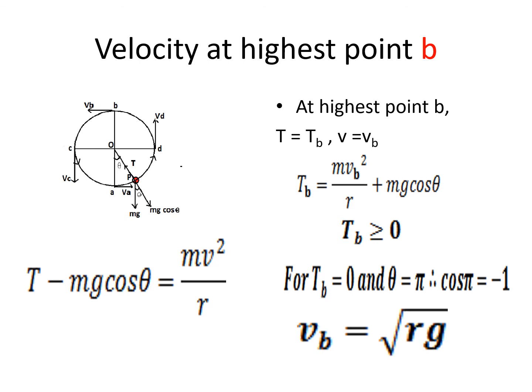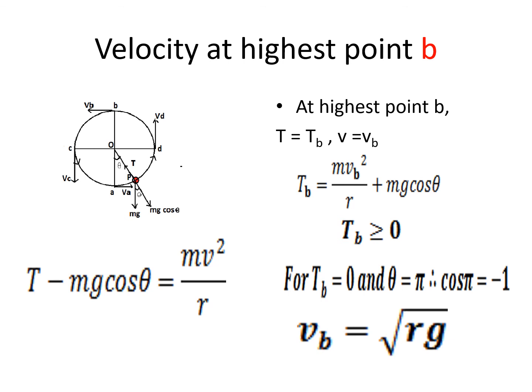So I can write down the equation in terms of the tension as TB at the highest point equal to mv square upon r plus mg cos theta. The tension at point B must be equal to or greater than 0. But if you put tension at point B equal to 0 and the angle that will be traced by the string when it is moving in a circular path is of pi radians, that is 180 degrees.